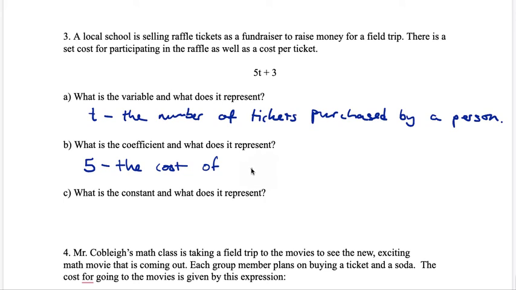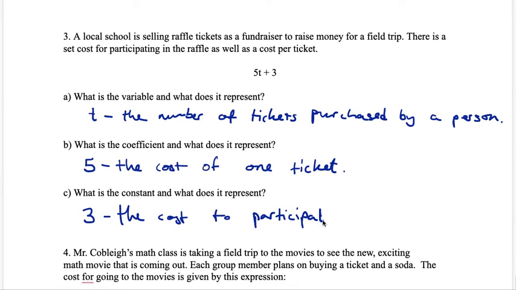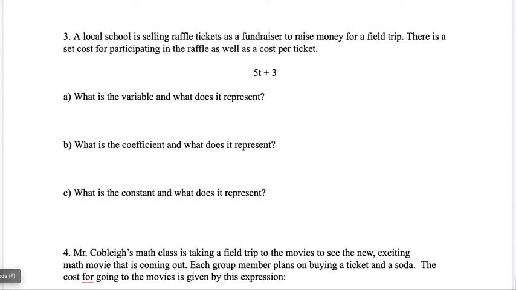So the cost of one ticket, and recognizing that we're going to be multiplying that times the number of tickets purchased. So that's the cost of one ticket. And the constant there is 3, and it looks like this is the cost to participate in the raffle. All right, so that's breaking that down here. Okay, feel free to pause. I'm going to keep moving on.